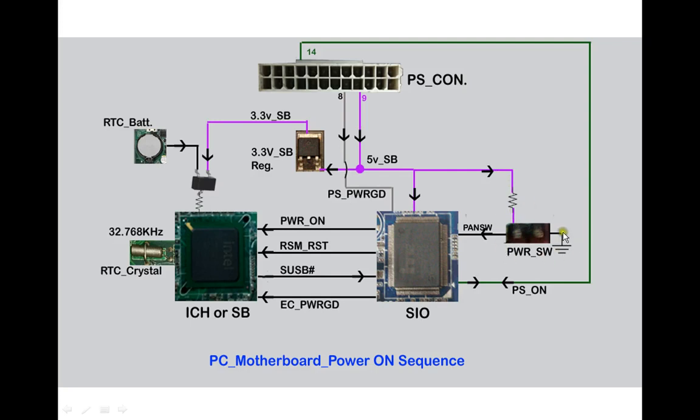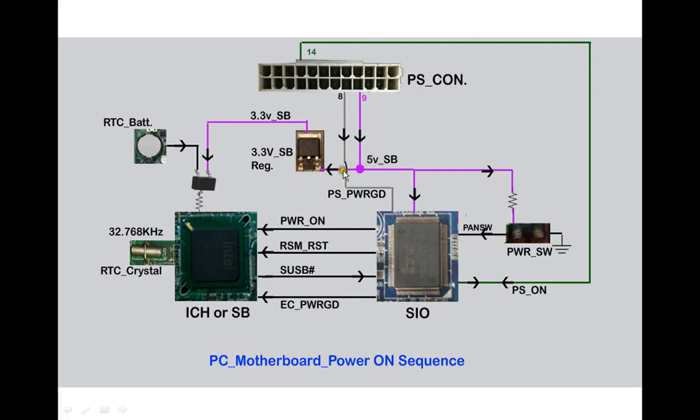In the front panel connector, pin number 6 and pin number 8 are the power switch, and pin number 8 is grounded. The sixth pin receives this standby voltage, 5 volts, and in some boards 3 volts standby is used. This 6th pin is connected to one of the pins of the SIO chip, and that pin we call PANSW, meaning panel switch.